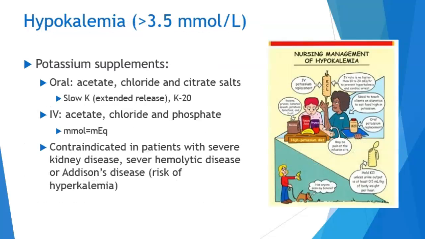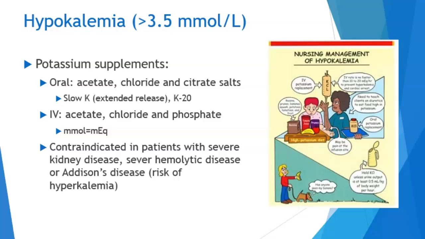So of course, if we have hypokalemia that's less than 3.0, we're going to need to offer some sort of a potassium supplement. And so they can be oral, they can be IV, there's extended release. So Slow-K is a potassium that's an extended release. There is IV potassium, either potassium chloride or potassium acetate. For every millimole, it is a milliequivalent. So you might hear a doctor order it as a millimole or as a milliequivalent.